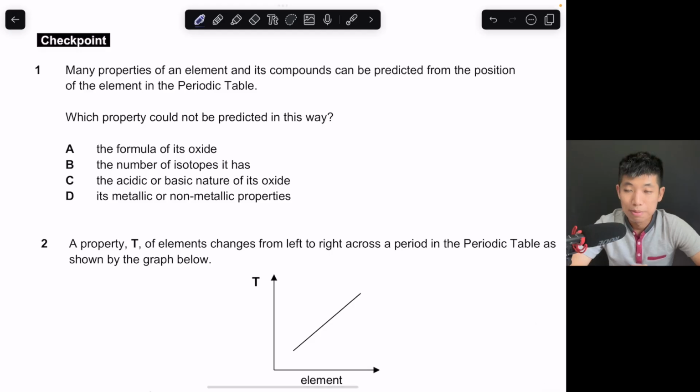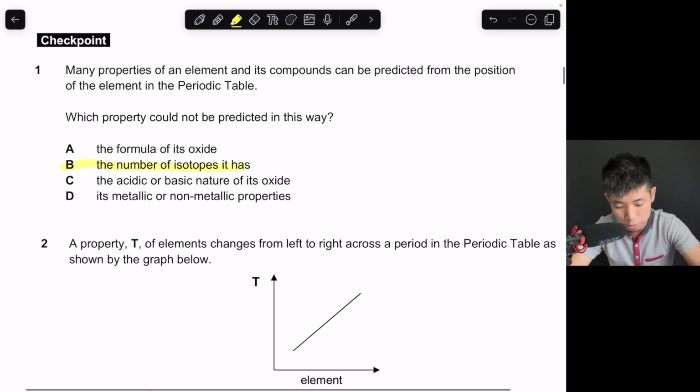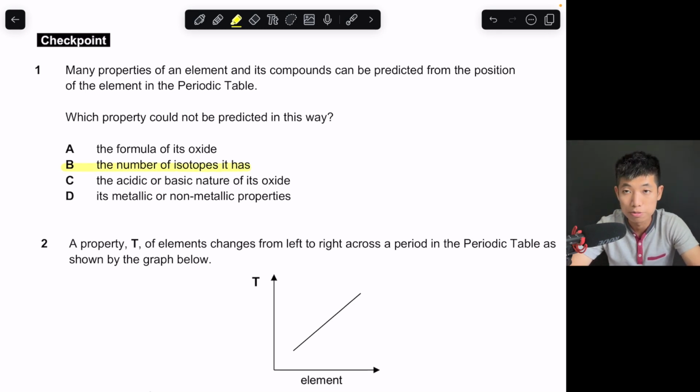Let's take a look at some questions over here. You may want to pause the video and try them in your notes first before I go through the answers with you. So question 1, which cannot be predicted? The answer is B, because we cannot tell the number of isotopes based on the location of the periodic table. It's unique to every element.